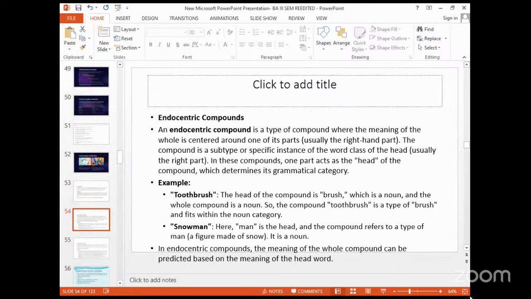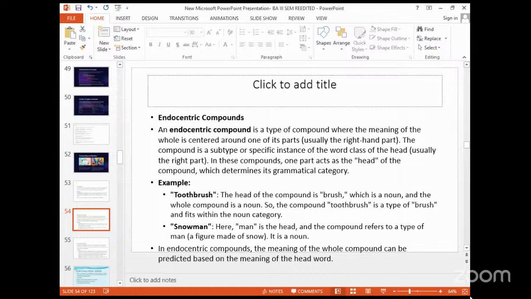So what do we mean by endocentric? An endocentric compound is a type of compound where the meaning of the whole is centered around one of its parts, usually the right-hand part. The compound is a subtype or a specific instance of the word class of the head, usually the right part. In these compounds, one part acts as the head of the compound, which determines its grammatical category. For example, toothbrush. The head of the compound is brush, which is a noun, and the whole compound is a noun. So the compound toothbrush is a type of brush and fits within the noun category.